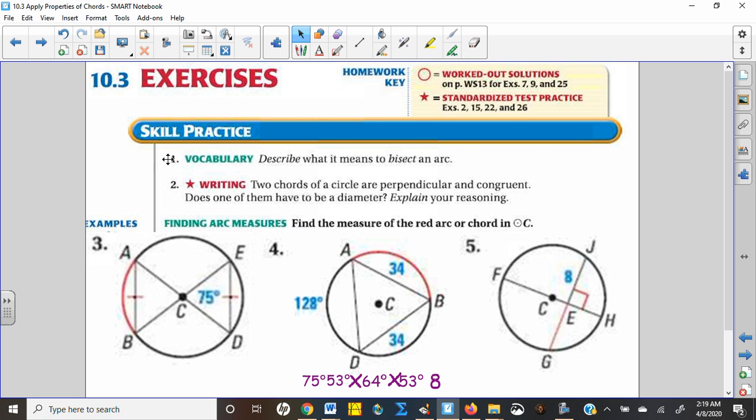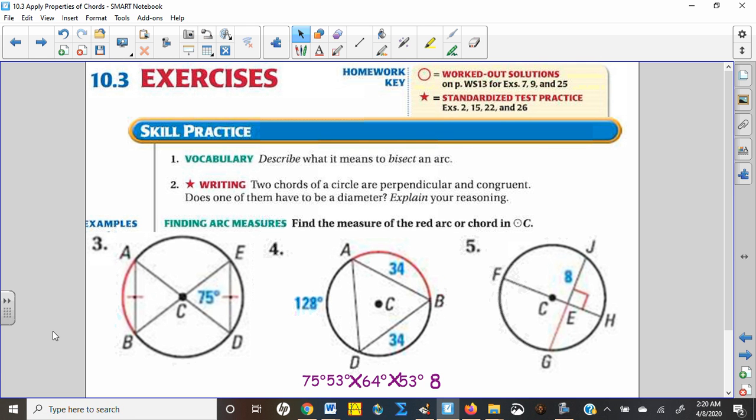Number one, what does it mean to bisect an arc? Well, I would say it's a point on an arc which divides that arc into two congruent arcs. That would be a point that bisects the arc, and then any segment or ray or even line that goes through that point would also be bisecting the arc. Number 3, 4, and 5, we're trying to find the measure of the red arc.